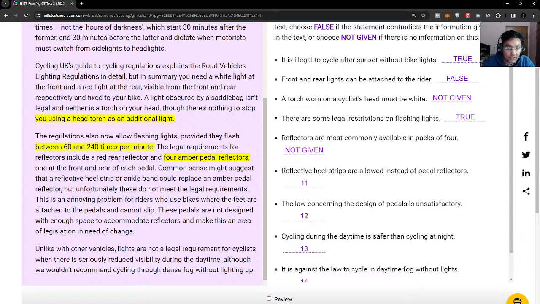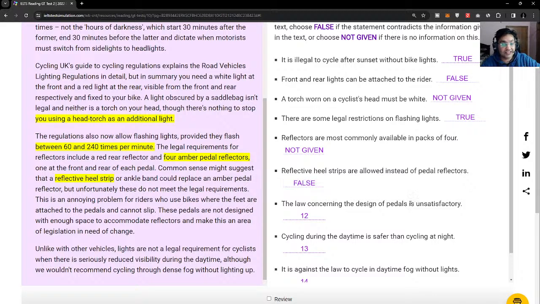Reflective heel strips are allowed inside of pedal reflectors. A reflective heel strip or ankle band could replace an amber pedal reflector, but unfortunately these do not meet the legal requirements, and since they do not meet the legal requirements, it means they are not allowed. Hence this information matches but completely contradicts. It is 100% the opposite of what is stated in the paragraph.